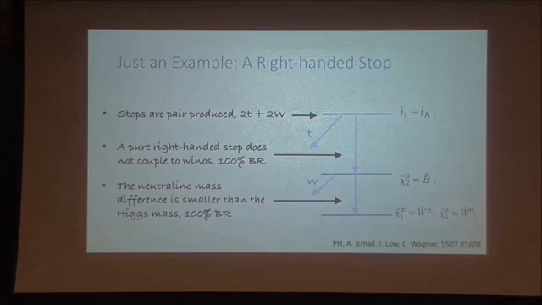So what would give me a 100% decay branching ratio is a stop. So if I have a pure right-handed stop, it is not coupled to the Wino. So if I decouple the Higgsinos, the stops can only decay to a top and a Bino. Can only decay to a top and a Bino. So now I have a 100% decay branching ratio here, stops decay to a top and a Bino.